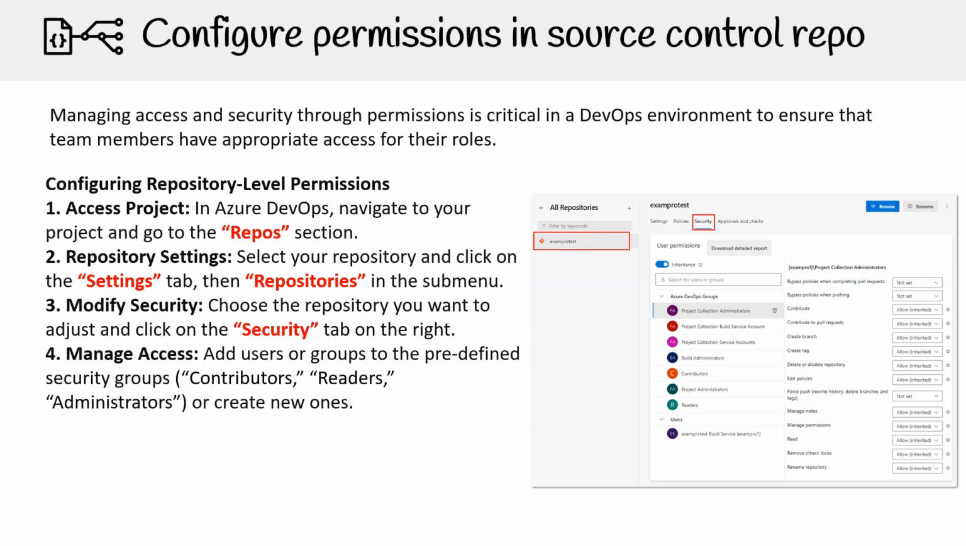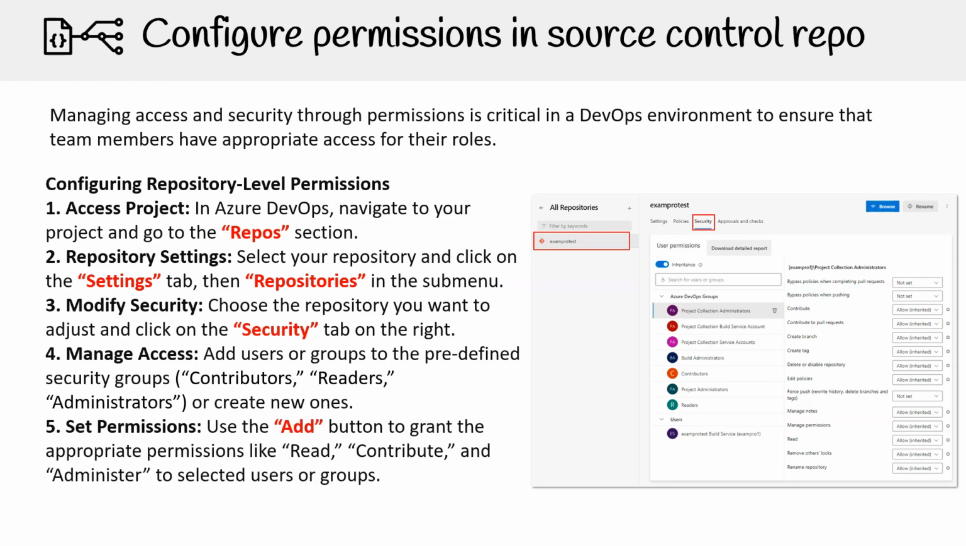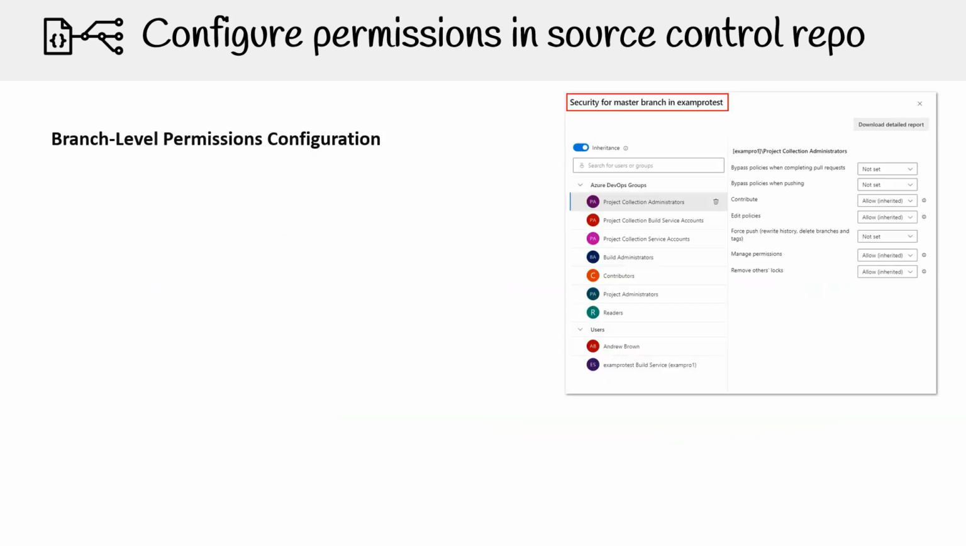4. Manage Access. Add users or groups to the predefined security groups or create new ones. 5. Set Permissions. Use the Add button to grant the appropriate permissions like read, contribute, and administer to selected users or groups.